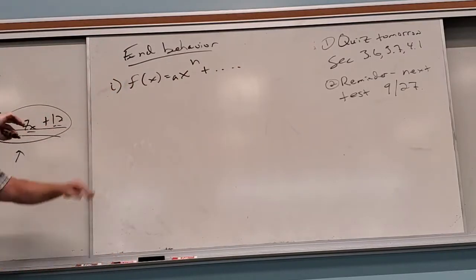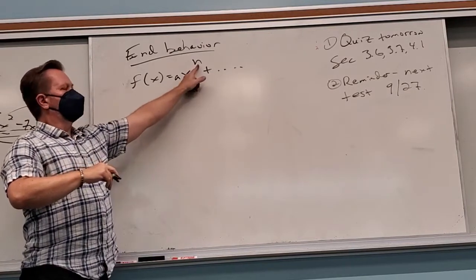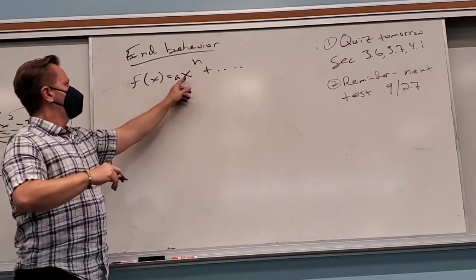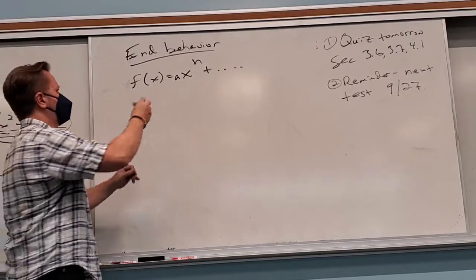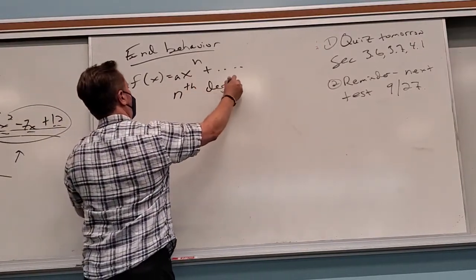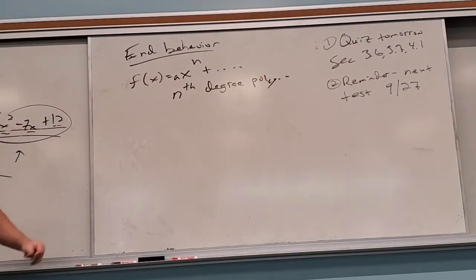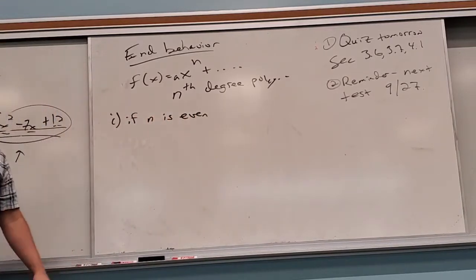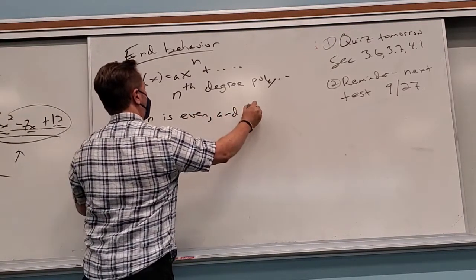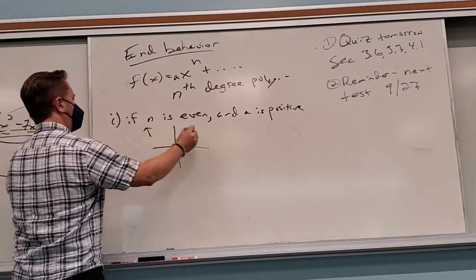So I can be given, let me put a 1 there, sorry. I can be given a polynomial function, nth degree. So pretty cool with this? Like if n is 7, it's the 7th degree, and then it's got lower degree terms after that. Are you guys with me? So it's an nth degree polynomial. So 1, if n is even, squared, 4th power, 6th power, so forth. And a is positive. End behavior is going to look like this.